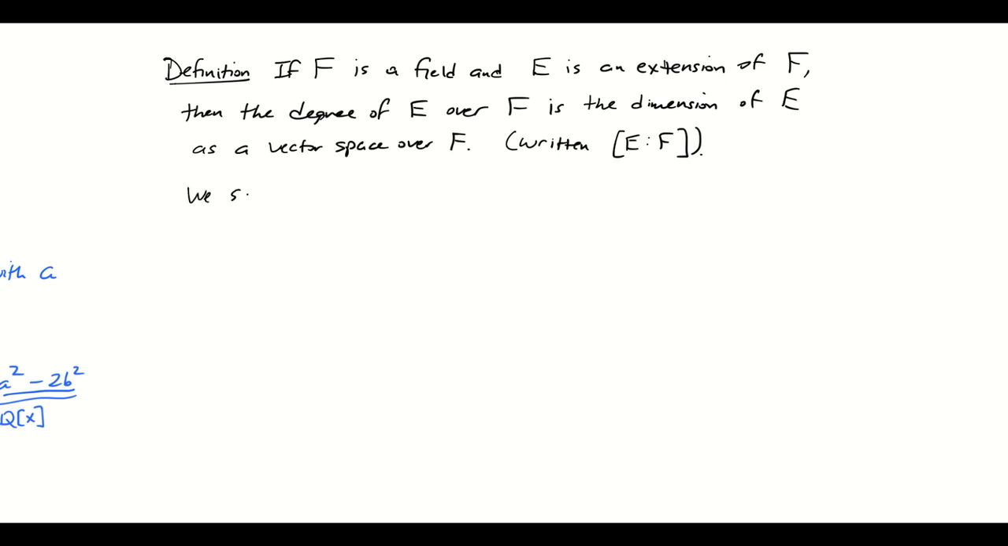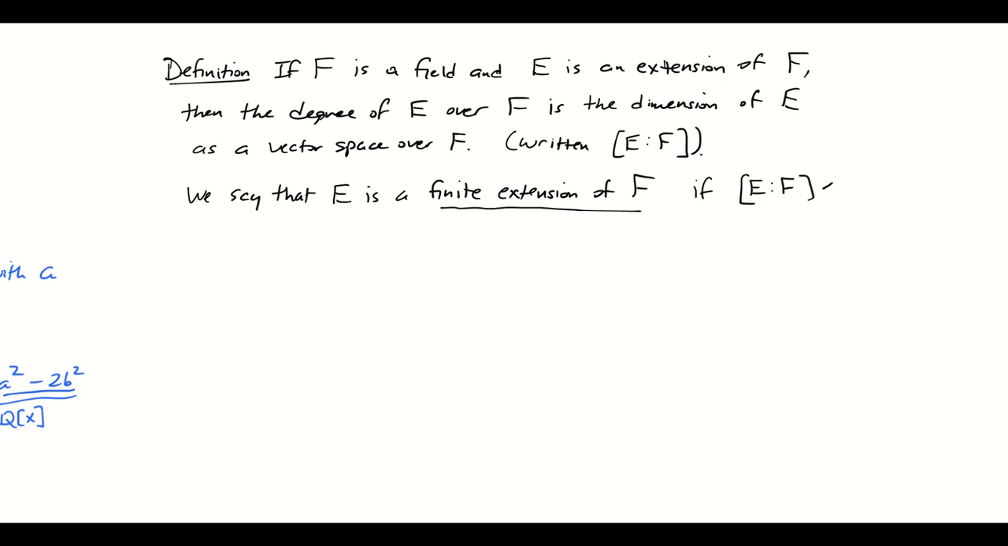And we say that E is a finite extension of F if that degree, or that dimension, is finite. Okay, so that's what it means to be a finite field extension. Notice this doesn't mean that E is a finite field. It doesn't mean it's a field with finitely many elements. It just means it's a field whose dimension as a vector space over F is finite.